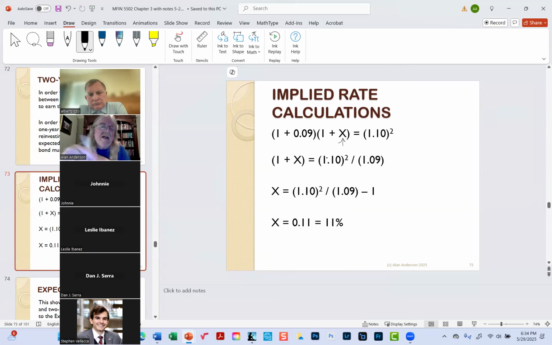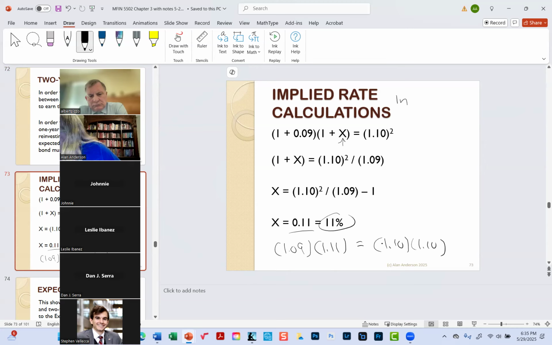And so if you go through the algebra, you'll see we end up with 0.11 or 11%. So in other words, 1.09 followed by 1.11 is the same thing as 1.10 followed by 1.10. So remember, we're assuming that investors are indifferent between strategies of different maturities. So in order to be indifferent between the two strategies, that means we must expect to get 11% in 1 year.